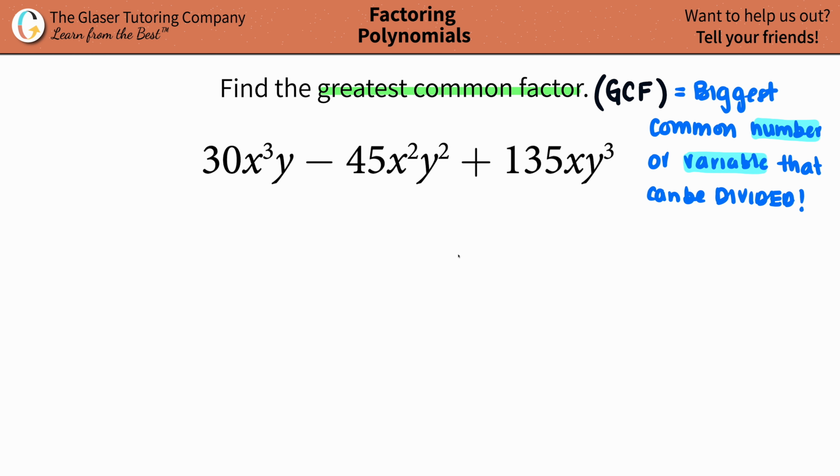So for 30, 45, and 135, keep in mind you don't have to worry about positives or negatives for your greatest common factor, because usually a greatest common factor is always going to be a positive value. But between 30, 45, and 135, let's work on 30, because that's the lowest number possible. Now, usually, by definition, it's going to be the biggest number that can be divided by the 30.